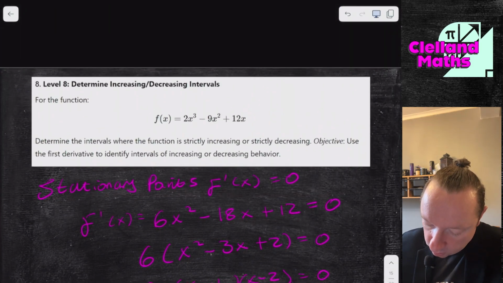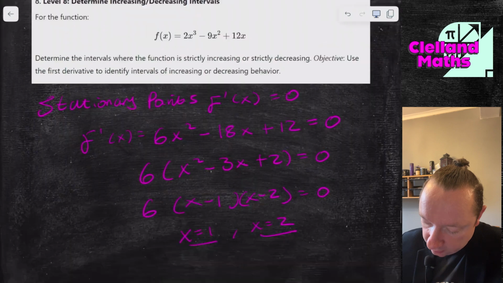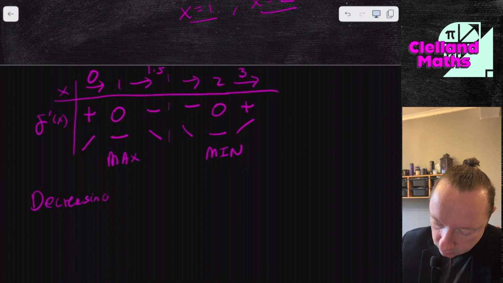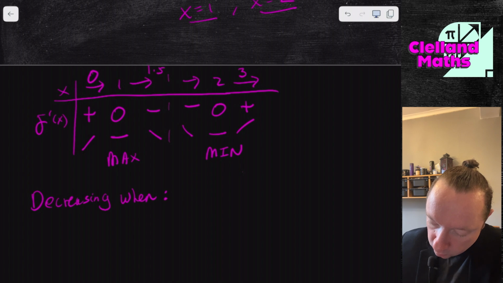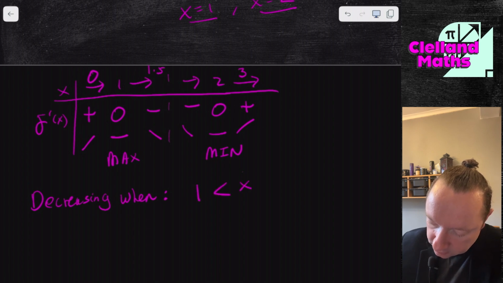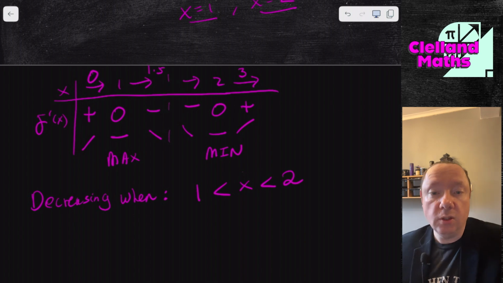And the question was, determine the intervals where the function is strictly increasing or decreasing. So we'll just need to answer that question. It is decreasing when, well, the ones that are going down the way. So between 1 and 2 is the only time it's going down the way. Every other time it's either 0 or going up. When 1 is less than x is less than 2. Not a less than or equal to, because at 1 and 2 it's 0.